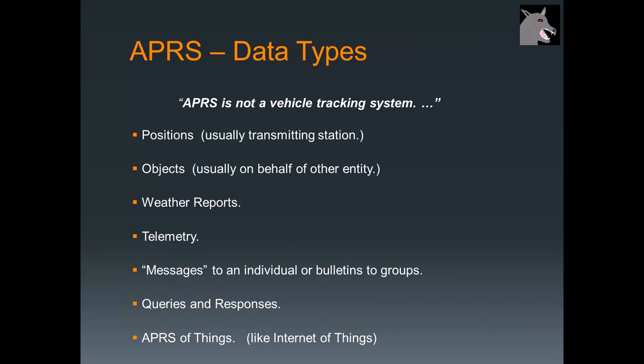Well, WB4APR came up with a scheme called APRS, or Automatic Packet Reporting System. And I just want to emphasize that it's not a vehicle tracking system. In fact, the inventor of the system said it was something like a tactical real-time information source for local situation awareness. APRS has a lot of potential, and most of us are only using a small part of it. But this is not a presentation on APRS. It's about getting rid of the old TNCs.